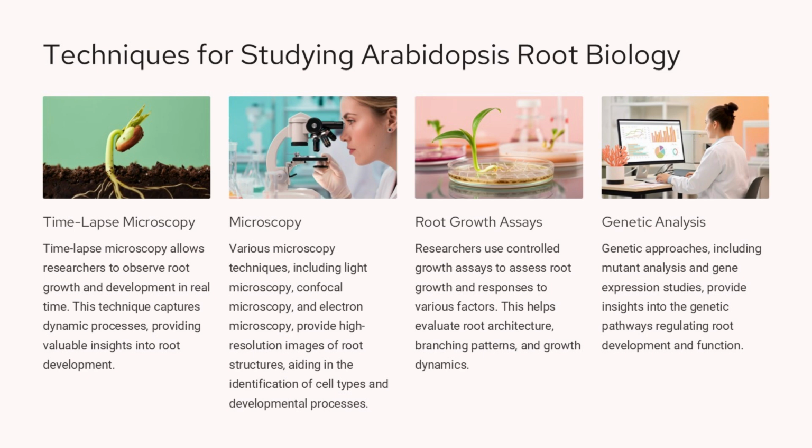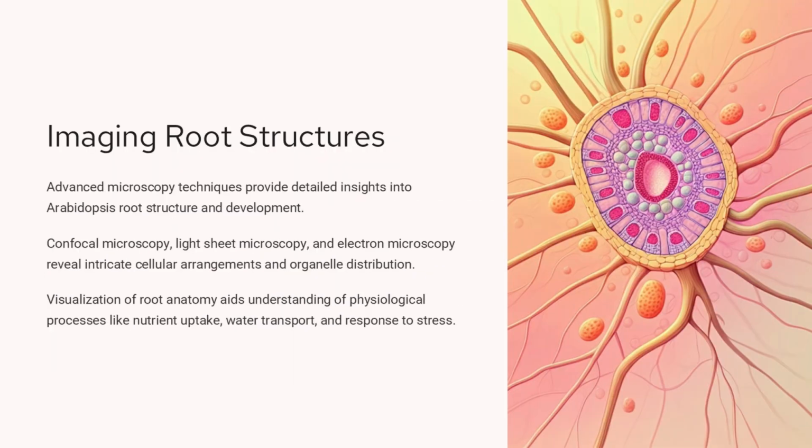Genetic approaches, such as mutant analysis and gene expression studies, provide crucial insights into the genetic pathways that regulate root development and function. The intricate root structure of Arabidopsis is beautifully captured in this high-quality microscopic image. We can clearly see the different tissues and cell types that make up the root, including the root cap, epidermis, cortex, vascular tissue, and endodermis.